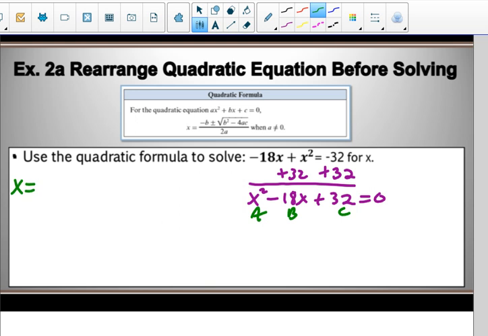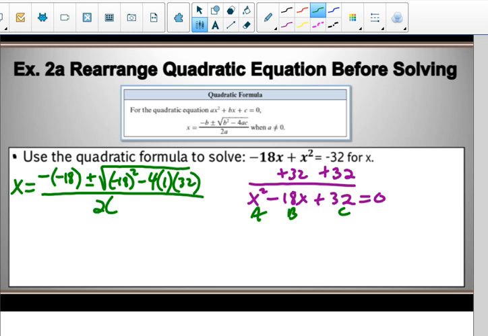So x equals the opposite of our b, which is negative 18, so positive 18, plus or minus the square root of our b, which is negative 18, squared, minus 4 times a, 1, times c, which is 32, all divided by 2a, so 2 times 1.